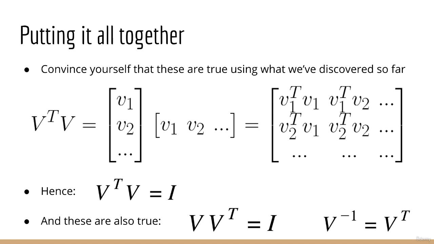So what does this imply? It implies that the transpose of V is also the inverse of V. This is because, by definition, a matrix multiplied by its inverse is identity.